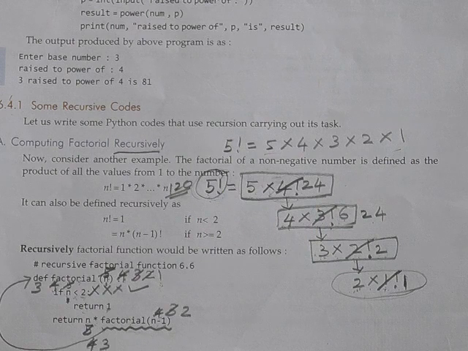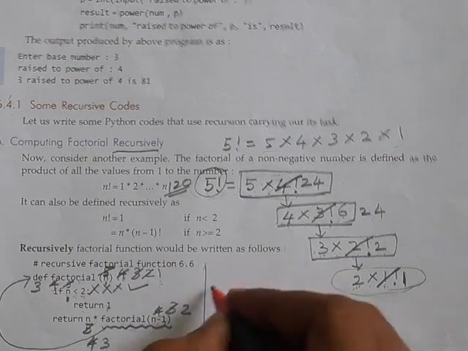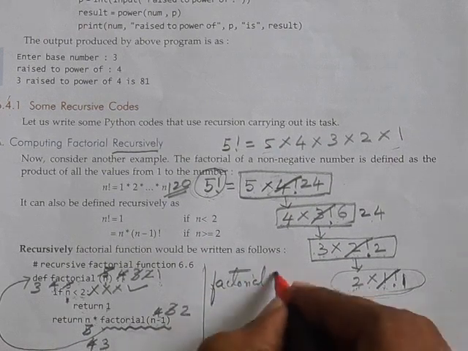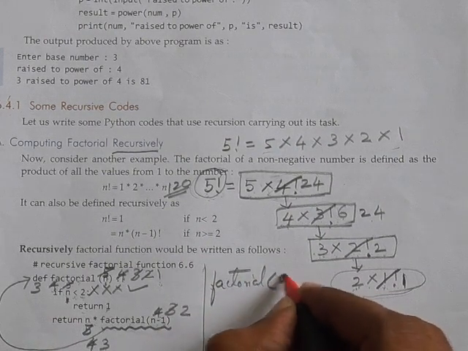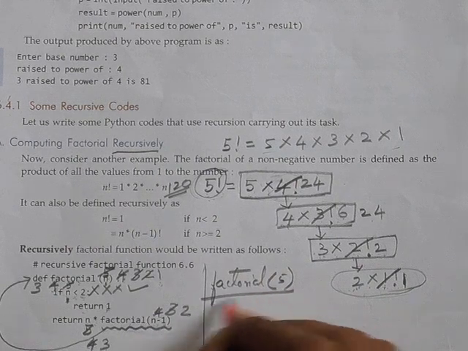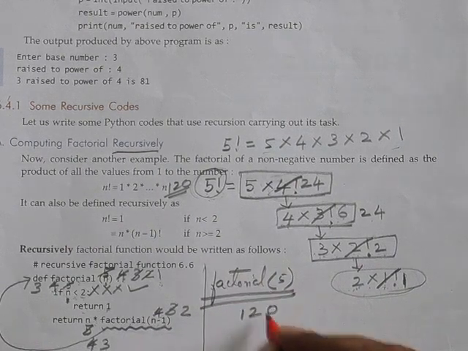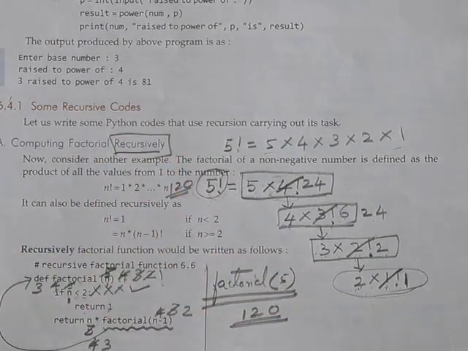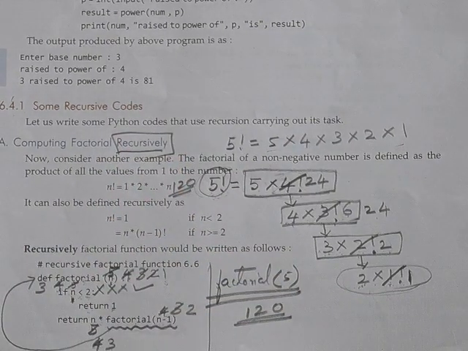Got it? So finally, you see, factorial of n value is 5. So factorial of n, finally the value is 120. I got the answer using what? Using recursive function. So hope you understand. Thank you very much.